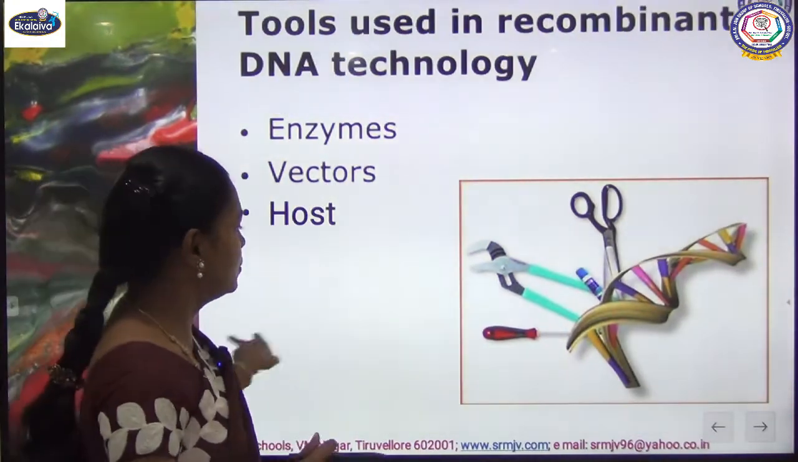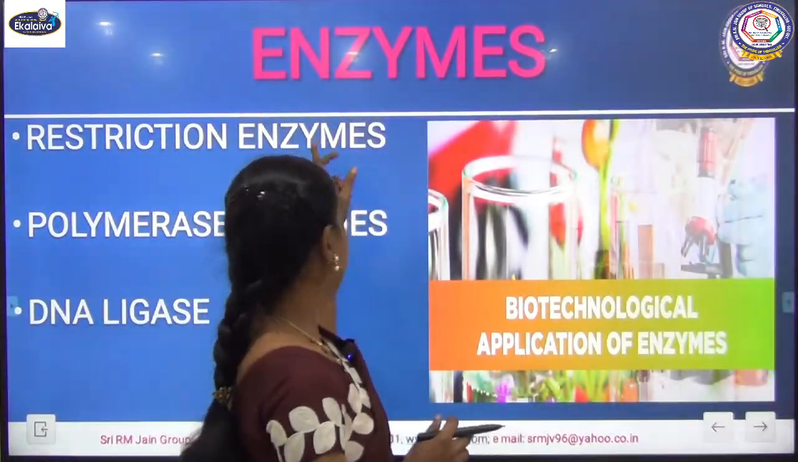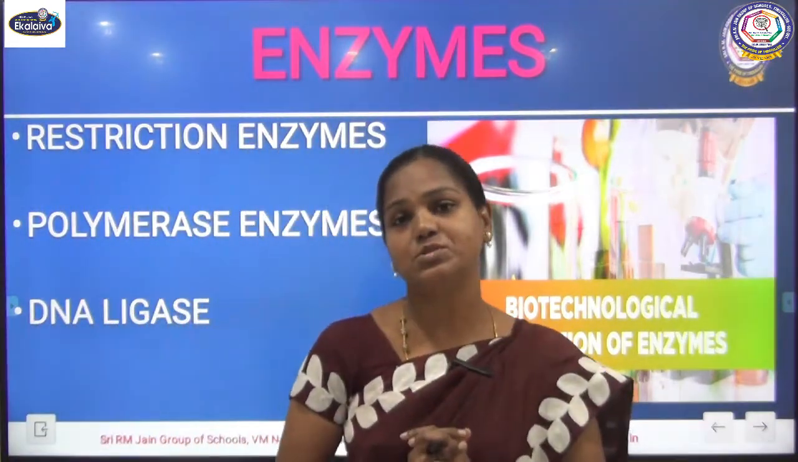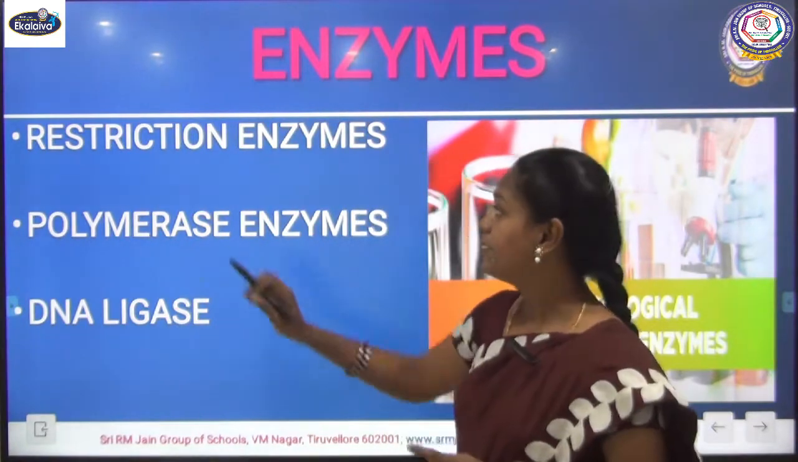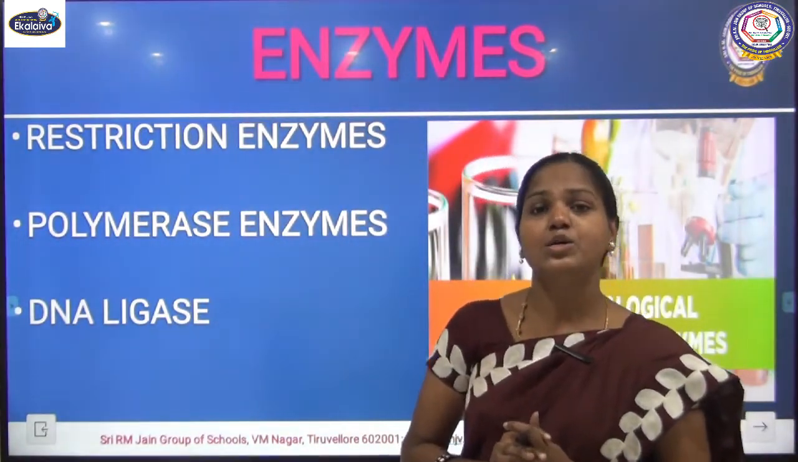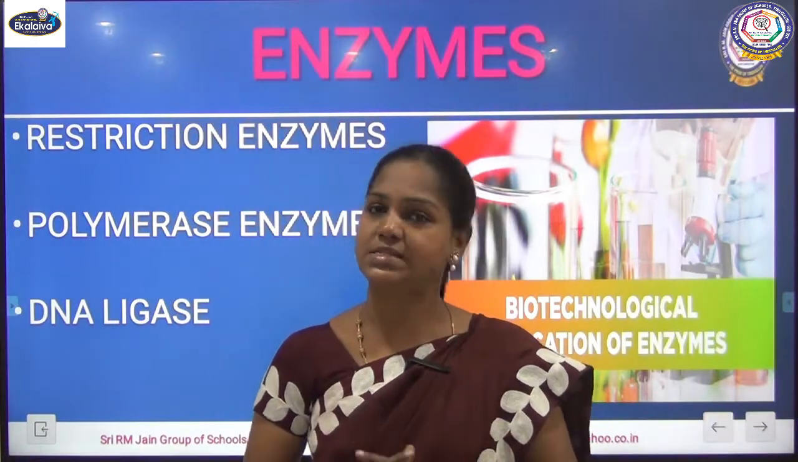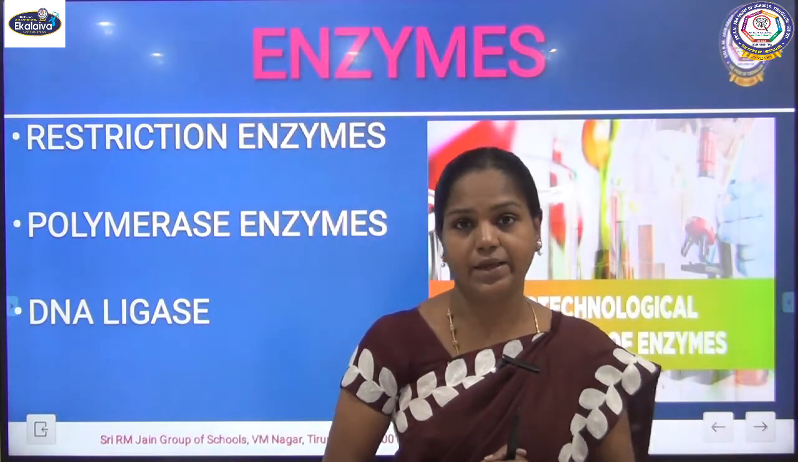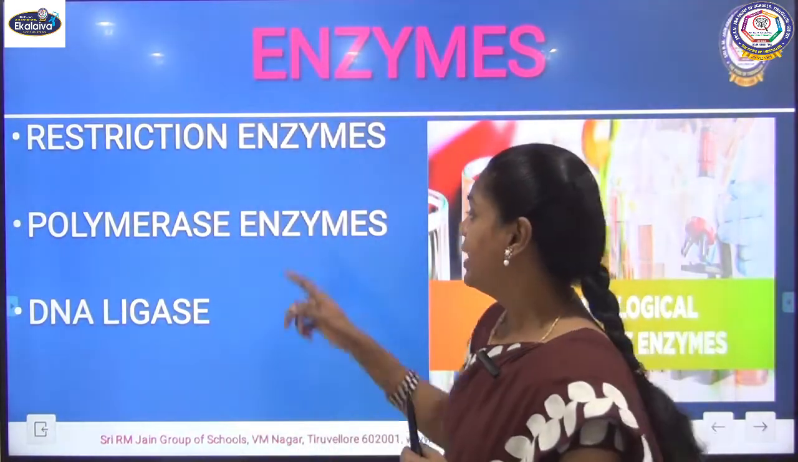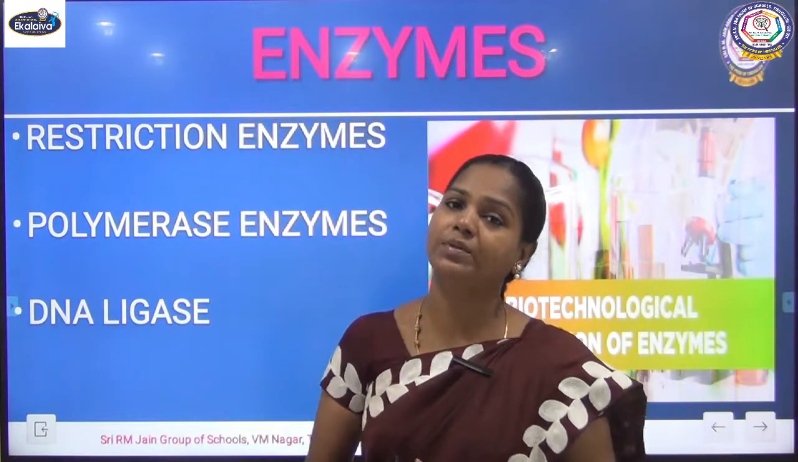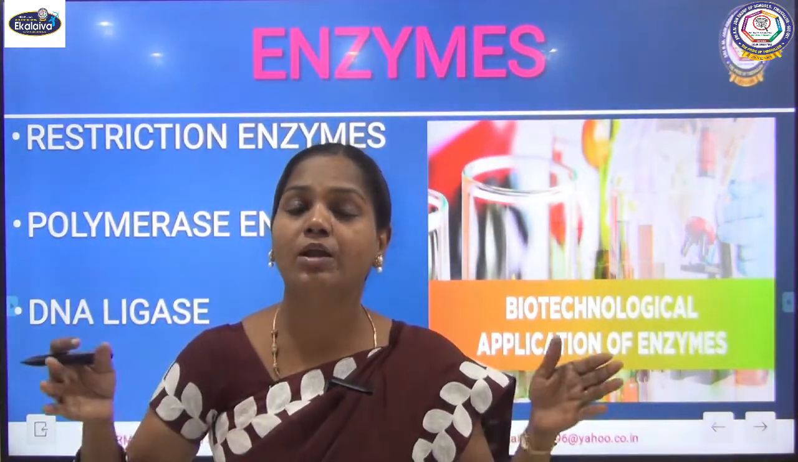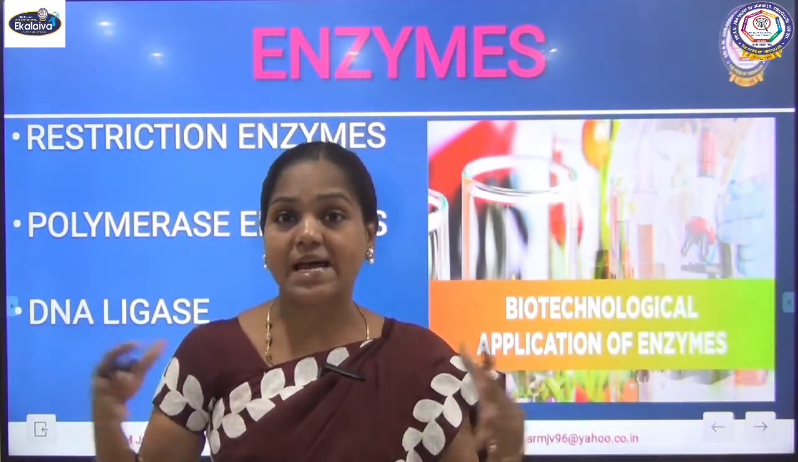So these tools, enzymes, the first one is enzymes. The three main enzymes used in this process are, first, restriction enzymes. Restriction enzymes are molecular scissors, which are used to make fragments of our DNA, to cut our DNA. Then polymerase enzymes. Already in DNA replication you have learned, it is used for the polymerization of the DNA chain, that is, elongation of our DNA strand.